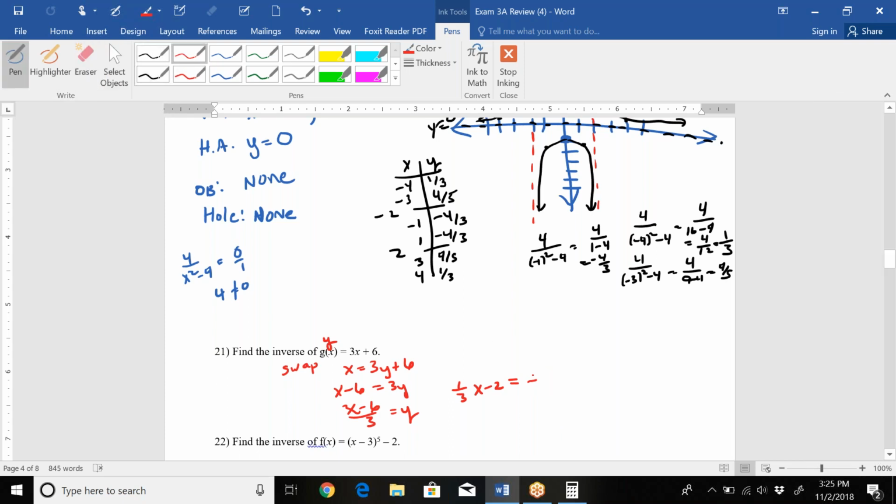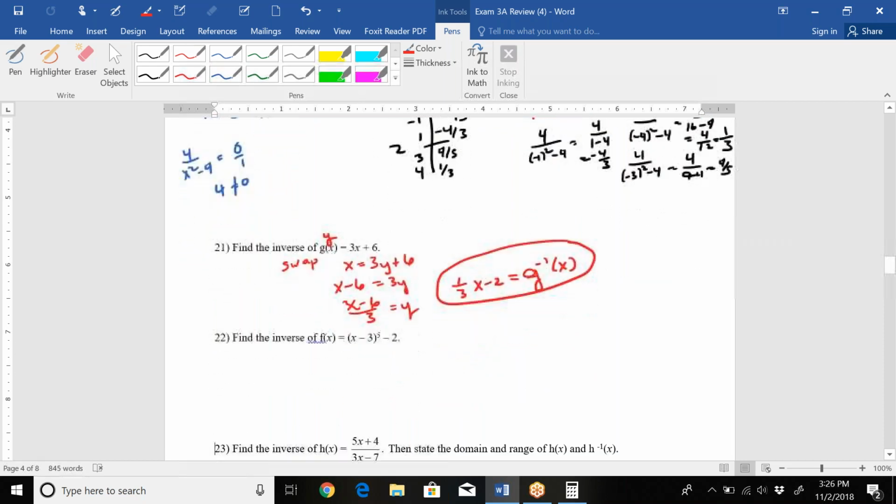So that would be the answer to that one. And it's also okay, as long as your teacher has no problems with that, to leave it as x minus 6 over 3. Okay, so let's find the inverse of a different function.